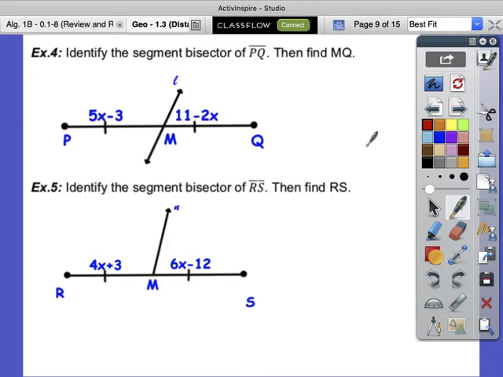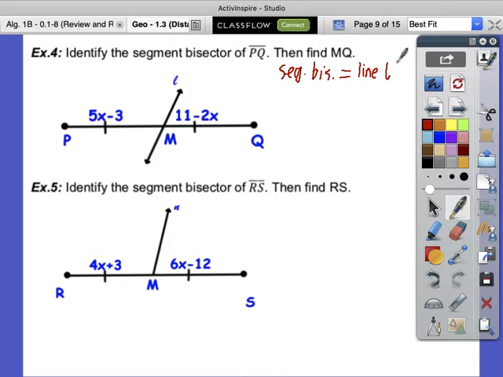So on example 4, we're asked to identify the segment bisector of segment PQ, then find the measure of MQ. So what's cutting segment PQ in half here? Line L. Okay, it is a line because it has the arrows, and we're told the lowercase letter L. So what's the segment bisector? I'm going to abbreviate it as SEG-BIS, segment bisector. The segment bisector here is line L. You can write out the word line and then put the lowercase l, or you can put the line symbol above the lowercase l.